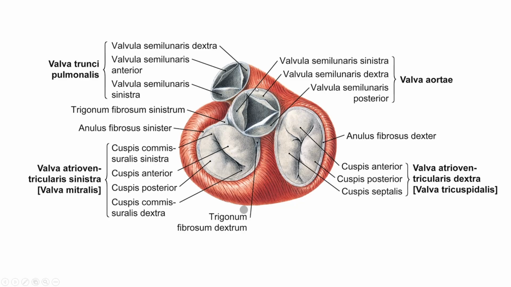The aortic valve, here we have it. This is where the aorta comes through. We have the valva semilunaris sinistra here, the valva semilunaris dextra, and the semilunaris posterior. And here on the valva trunci pulmonalis, we have the anterior part of the valva semilunaris. You can remember it like this more easily. Here we have again the dextra and the sinistra, and the anterior and posterior. That's how you can remember it really easily.